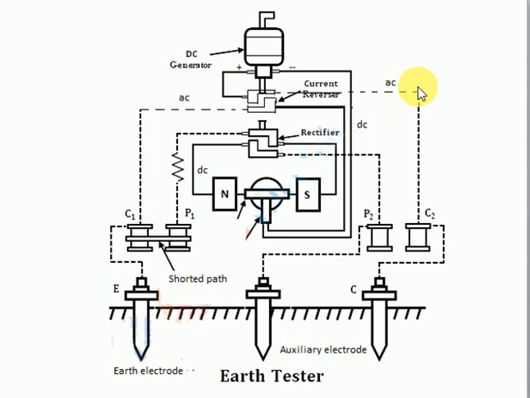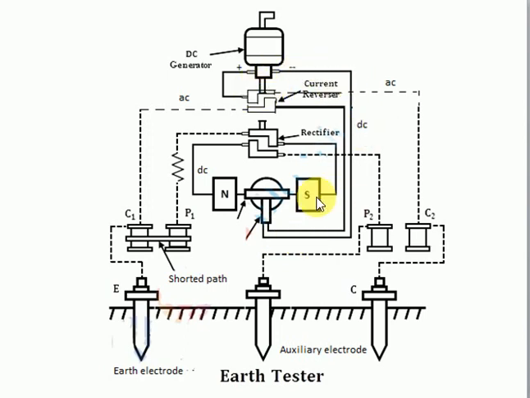Next come to the rectifier. Why is this rectifier used? Because here we can see PMMC type instruments are used for the measuring purpose in the earth tester. So this represents the pressure coil and this represents the current coil, and this pressure coil will be connected in parallel with the ground, and this current coil will be connected in series.